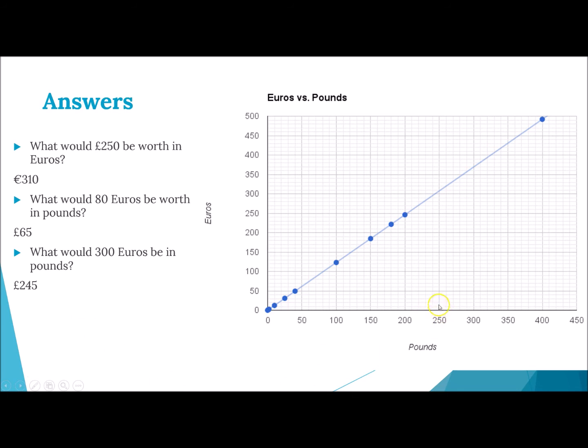£250, so you'll be looking here to go up, read across, about 310 euros. I know you might struggle to see on your screen to look at the small divisions. 80 euros, so we're looking at this, the euro side now, reading across and down, about £65, and 300 euros, starting here, we're going across and we're reading down to about £245. And so that's how to read a conversion graph. And if you're drawing one, obviously you'll expect that there will be a straight line.